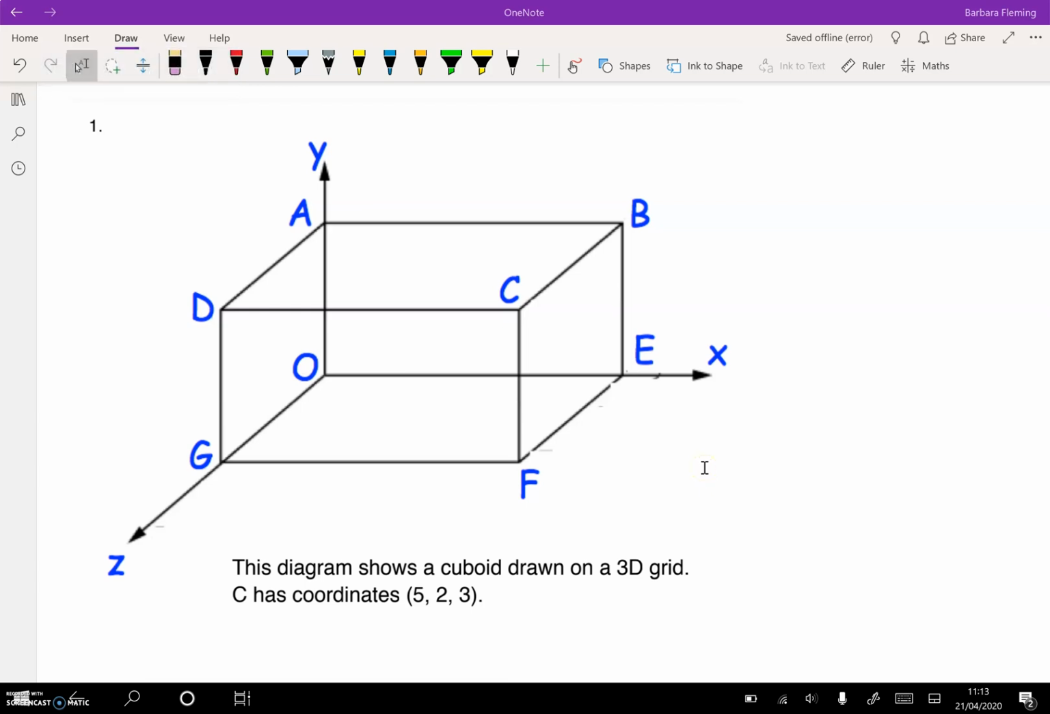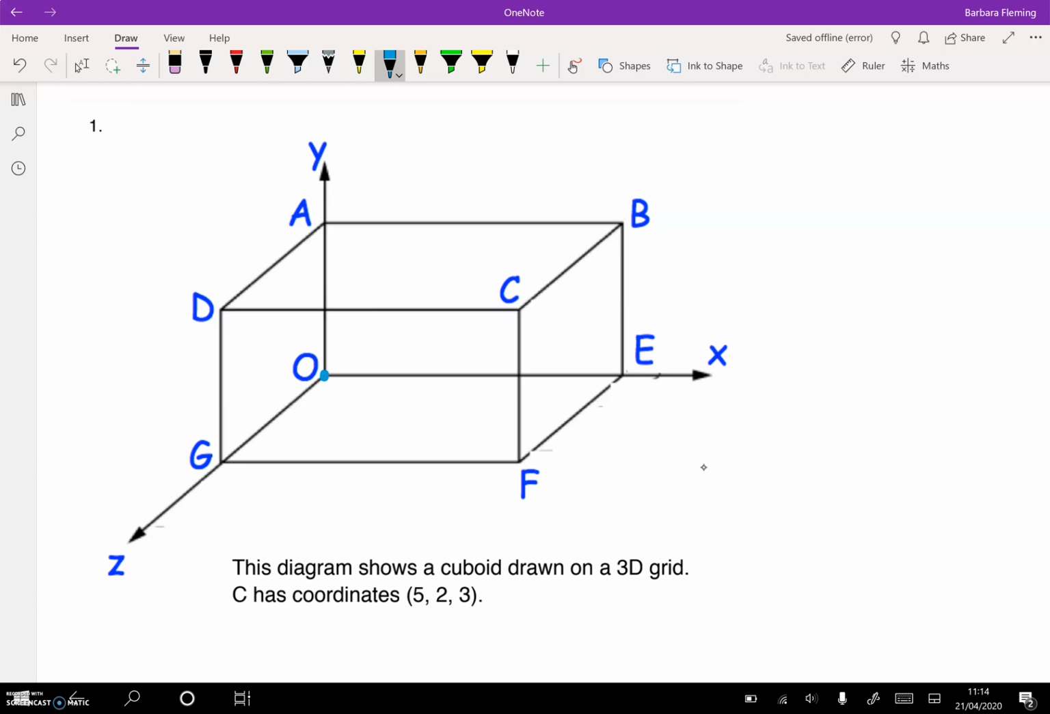Okay, so the easiest way of doing 3D coordinates is actually talking it through. They're only a single mark, so it's literally writing out the coordinate that gives you the answer, nothing else. So coordinates, we've seen them in 2D. You always start from the origin, and it's no different for 3D. If we look at our axes, our origin is right here in that corner.